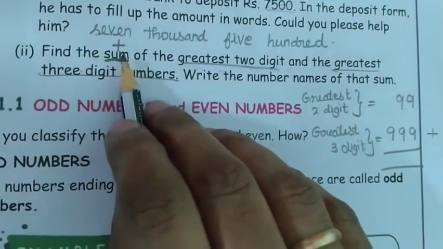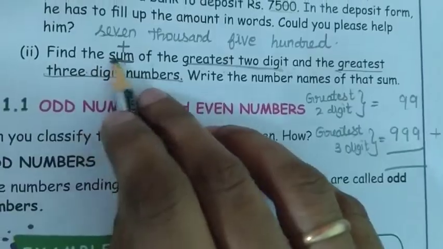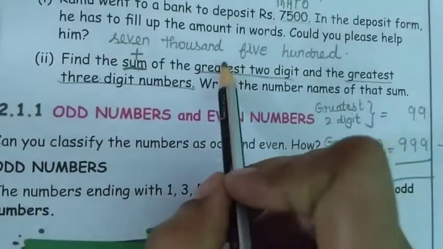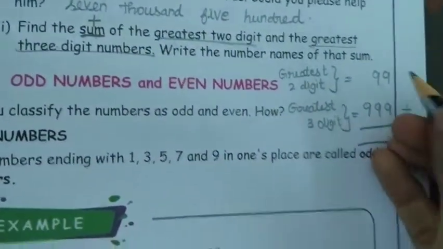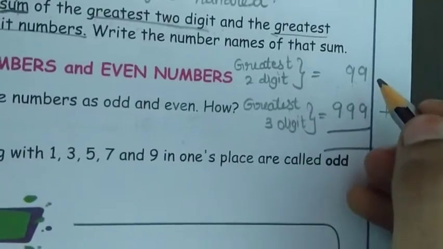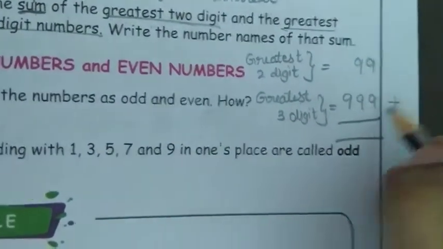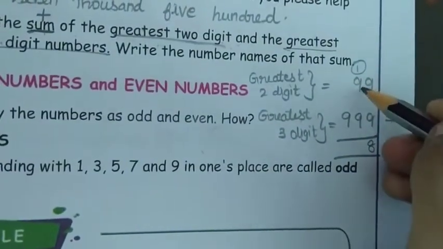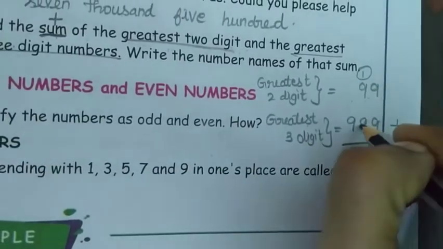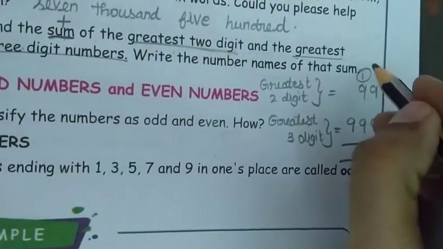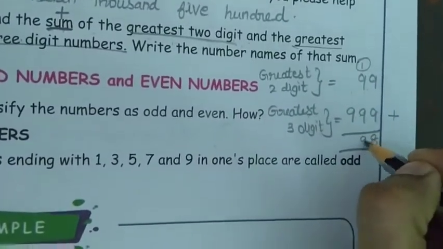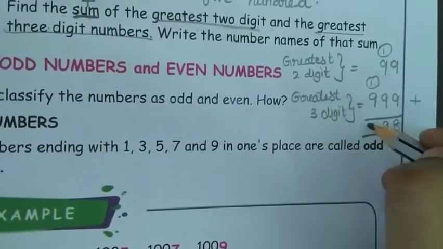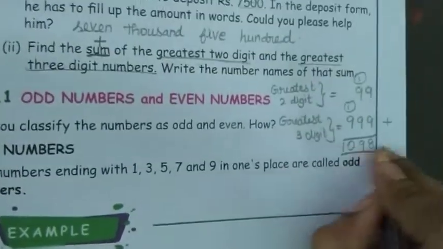Because the question itself is giving: find the sum of the greatest 2-digit number and the greatest 3-digit number. We want to add these two numbers. You already know the addition. 9 plus 9, very good, 18. So, put 8 here, 1 as a reminder. Now, 9 plus 9, 18. Then 18 plus 1, 19. So, put 9 here, 1 here as a reminder. Now 9 plus 1, 10. So, this is the answer.